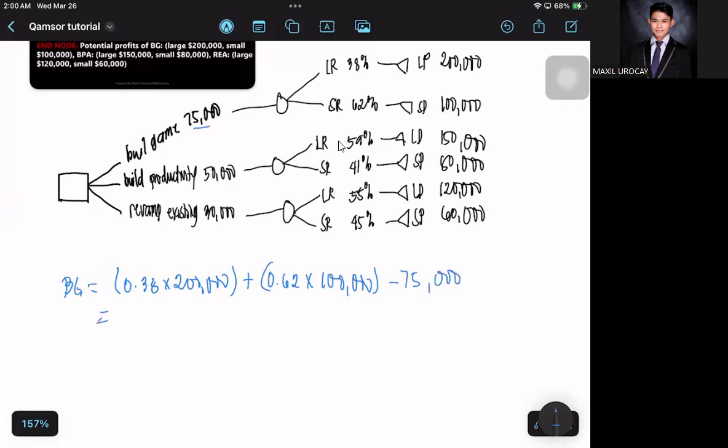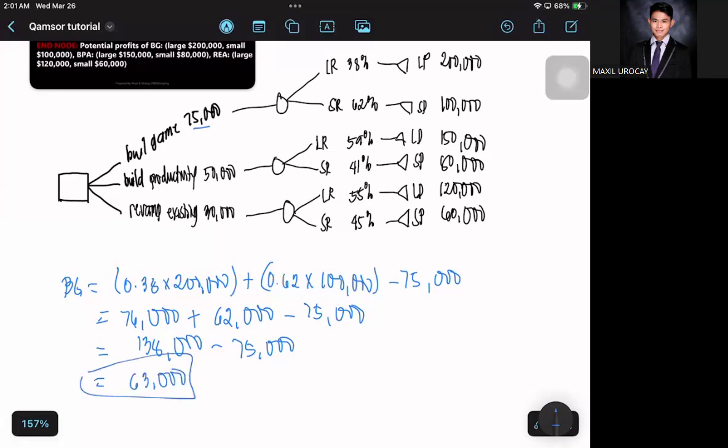By calculating that one, let me grab a calculator right now to make sure. 0.38 times 200,000, it will be 76,000, plus 0.62 times 100,000, so it will be 62,000. Then you have to deduct 75,000 afterwards. So 76,000 plus 62,000 equates to 138,000. 138,000 minus 75,000 will be 63,000. That is your answer for the build game.